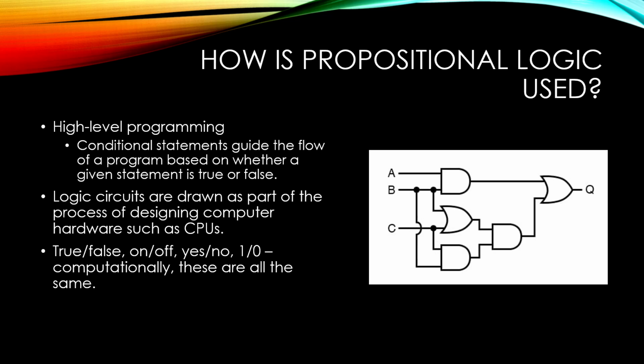So when we talk about Boolean things, when we talk about propositional logic, combinational logic, it helps to remember that true, false, on, off, yes, no, 1, 0, these are all basically the same thing on a computational level. It either is or it isn't. It's as simple as that.